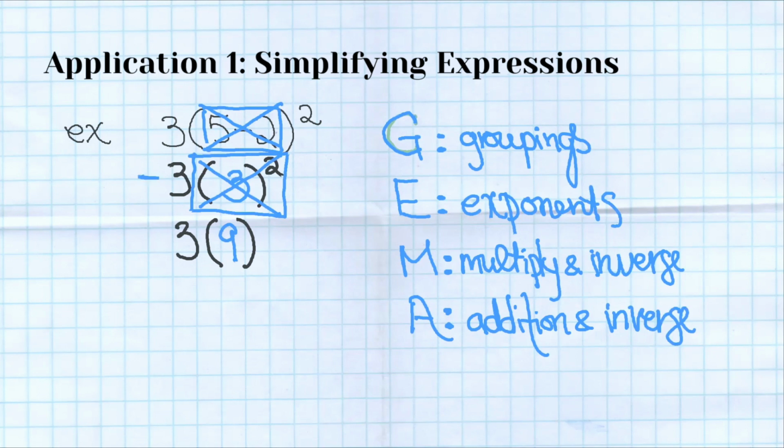And you know what? I should be putting equal signs here because that's the idea. Each line is supposed to be equivalent to the next because all I'm doing is making a substitution. So now 3 times 9 is 27. And I've substituted this whole thing. This whole thing is worth 27.